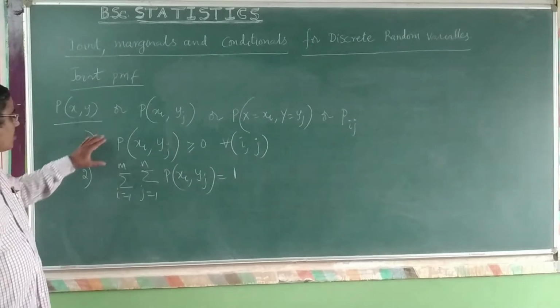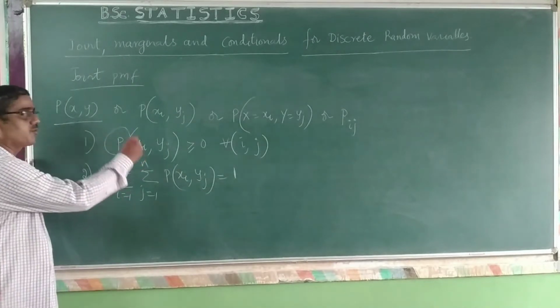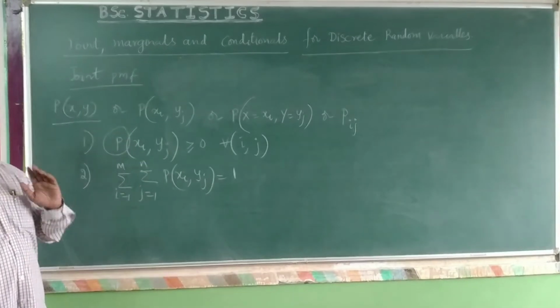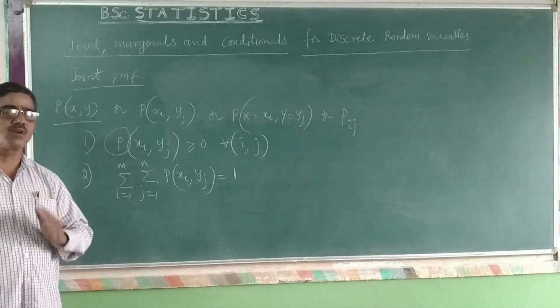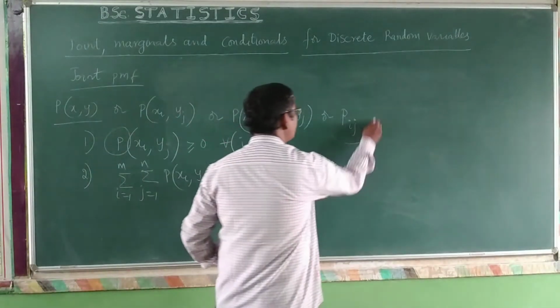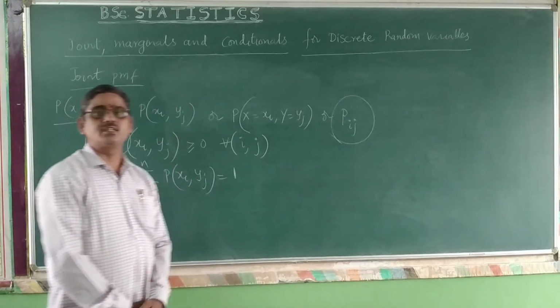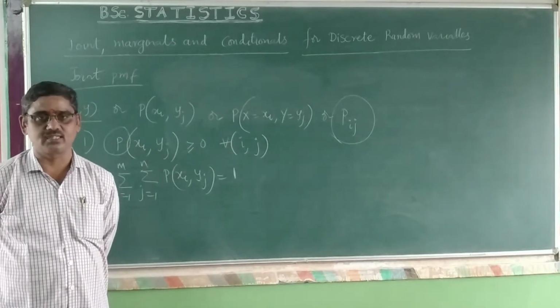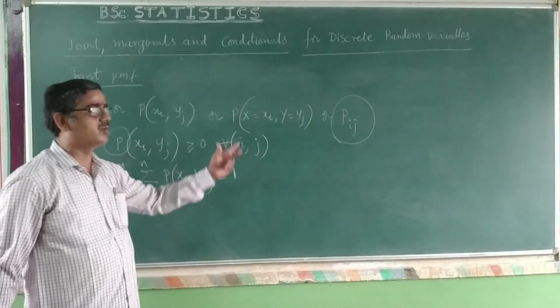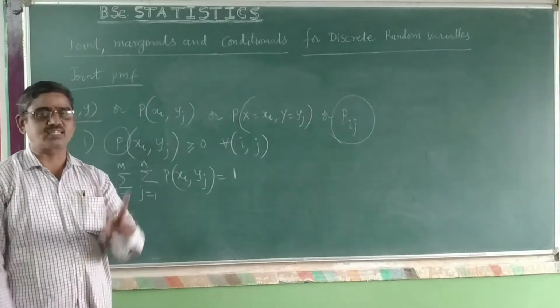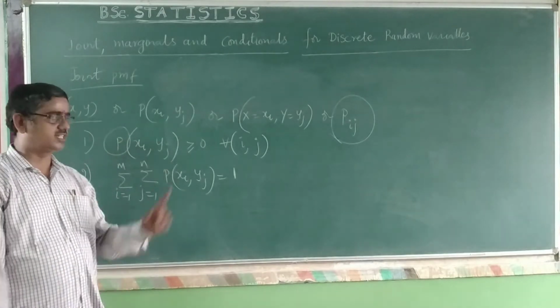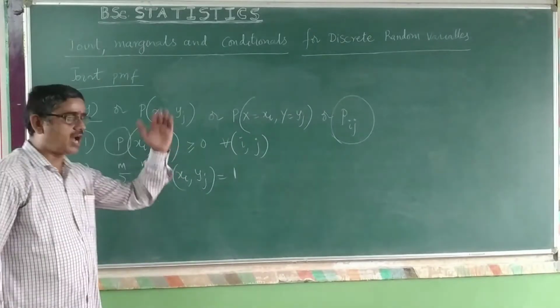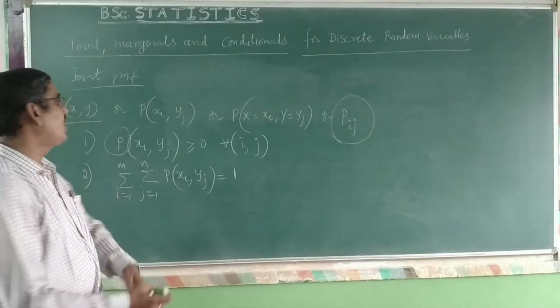If any p is satisfying these two properties, then this p is called a joint probability mass function. This p means pij. Hope you understand. For discrete random variables, this is the definition. If x and y are two discrete random variables, this is the definition. Similarly, now take the next definition.